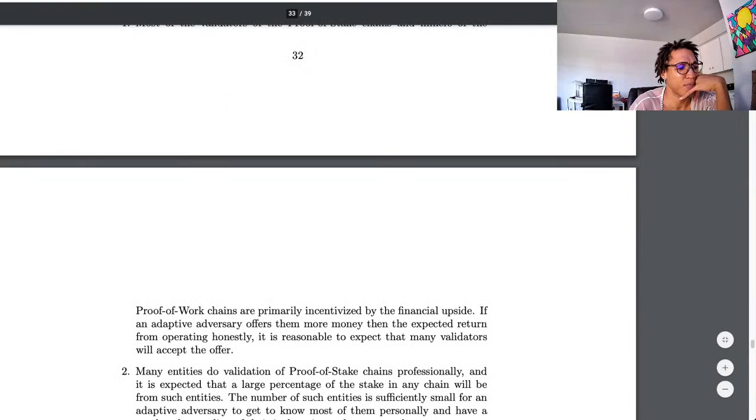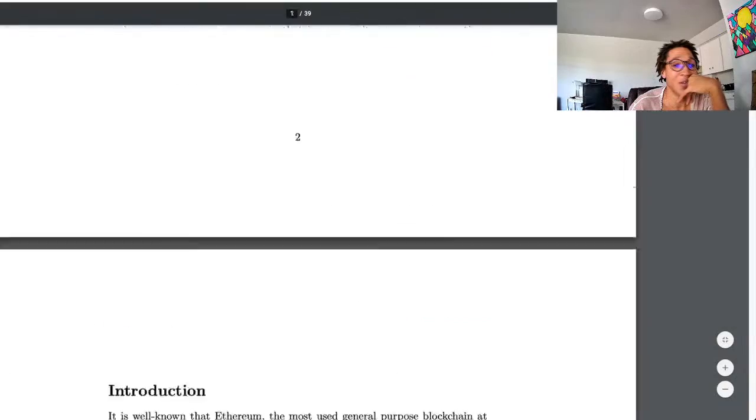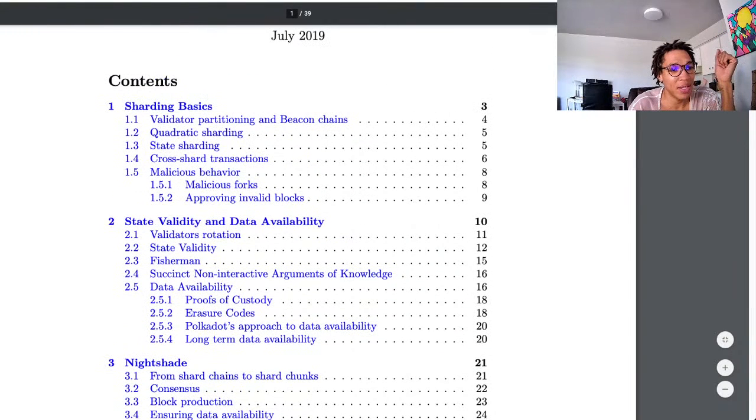I don't think that was an hour. It was pretty short. Yeah, 41 minutes. So that's it for that. If you found that interesting, you should definitely read the paper yourself. I think that the beginning parts, chapters 1 and 2, about sharding basics and state availability, were actually pretty well written, pretty good papers.